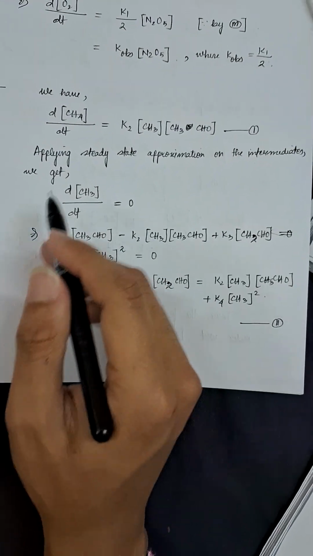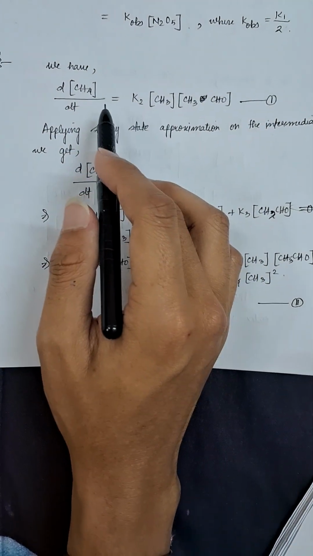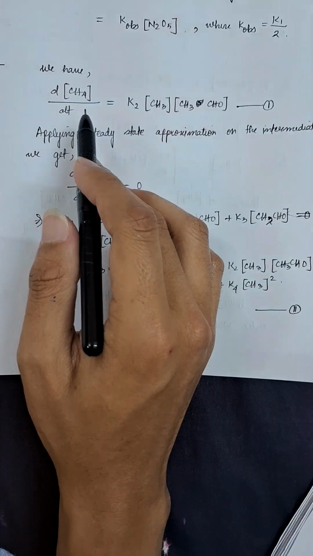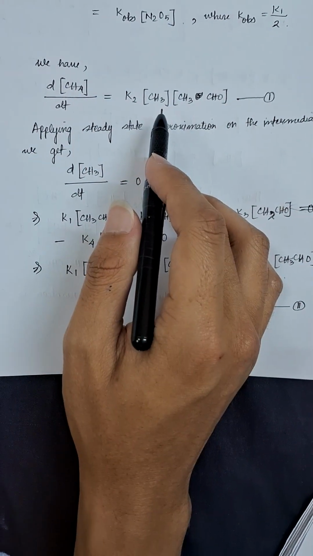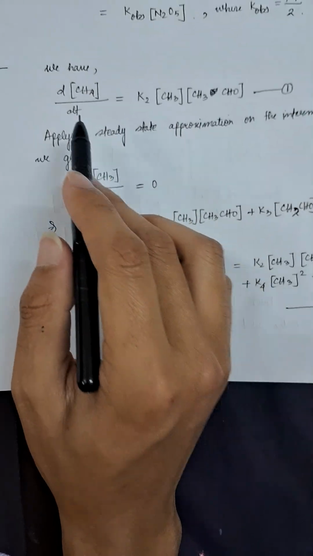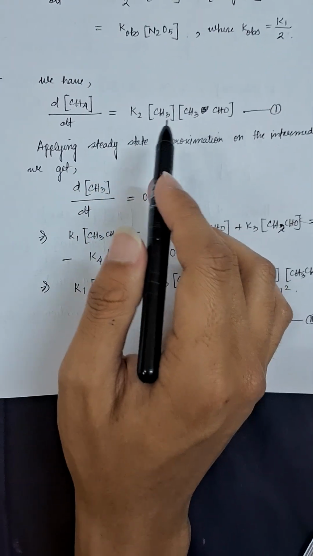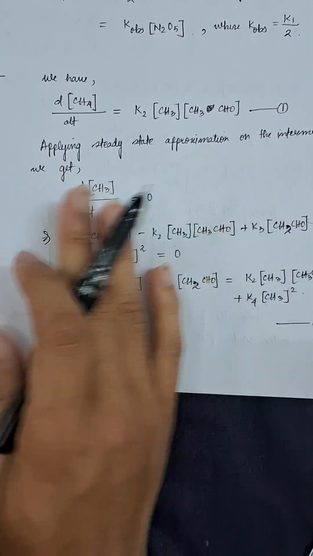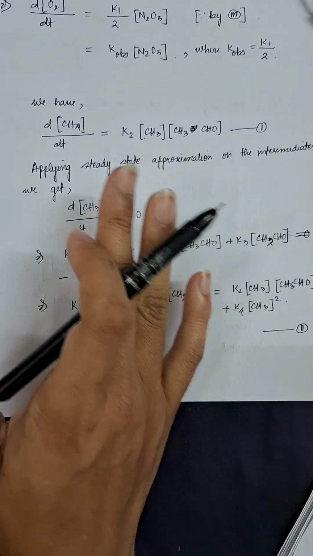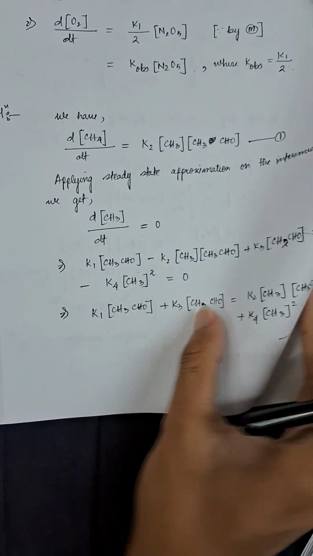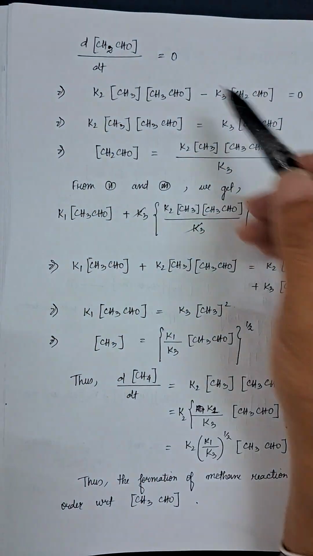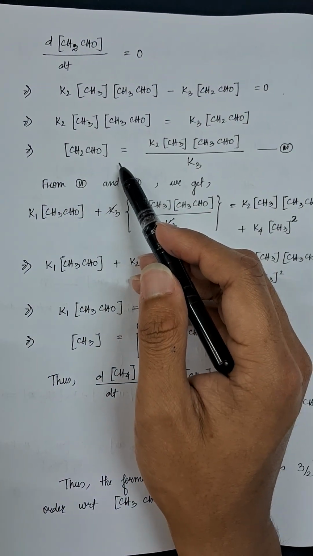So you write the rate equation of the desired reaction. Like in this case it's asked about methane, so write for methane. In the previous question for N2O5, it was asked for oxygen, so write for oxygen. So the rate equation for methane, I've written it. After that, apply steady state approximation. Forget this step. Apply steady state approximation on CH2CO first, and then find the concentration of CH2CO.